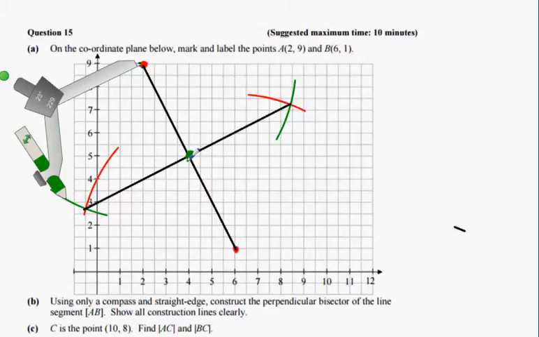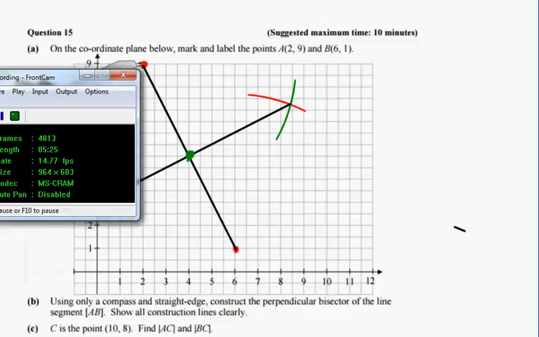Do you guys know all your constructions yet? Not really, I don't even know what it's like. Okay.